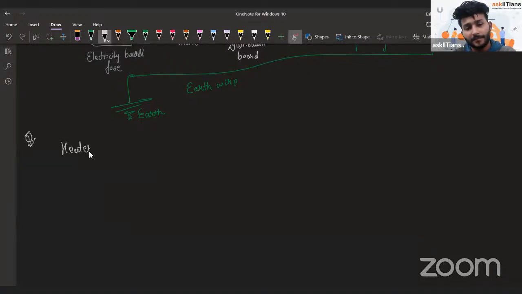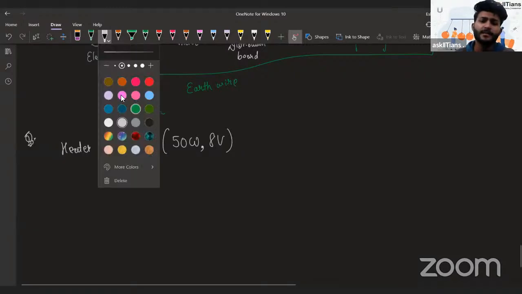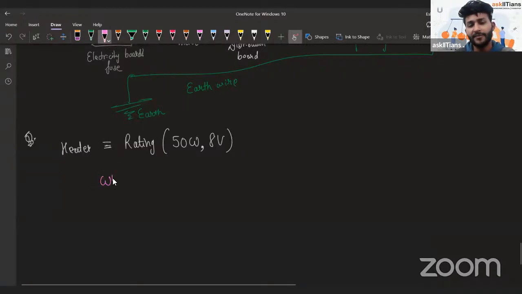Like, for example, there's a heater, the rating of which is given as 50 watt, 8 volts. Then in that case, which fuse will you use?